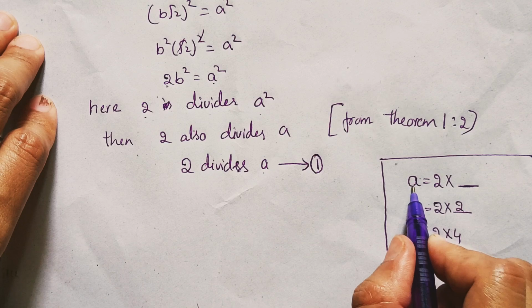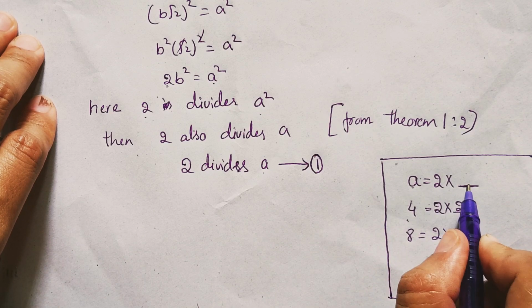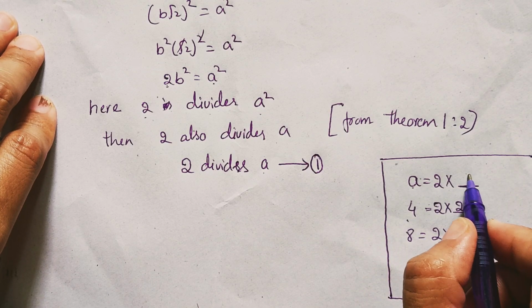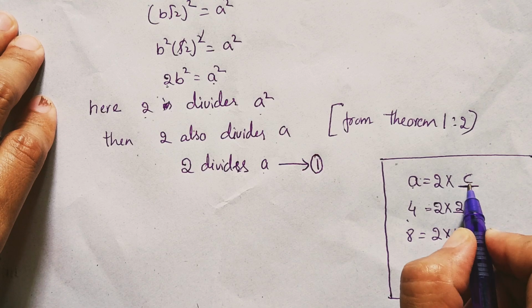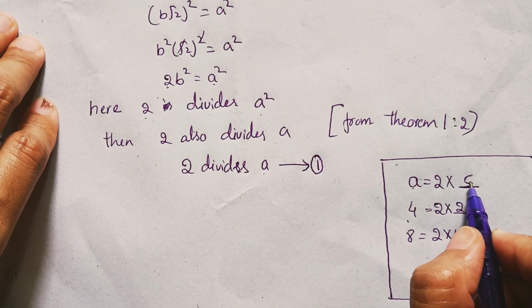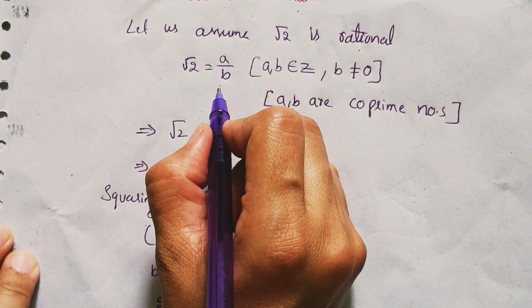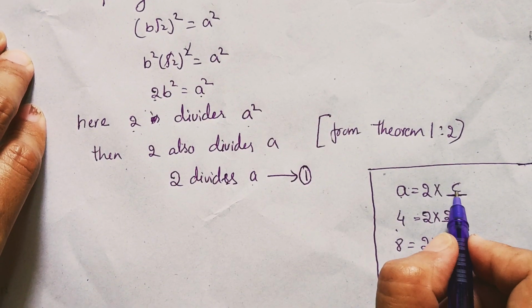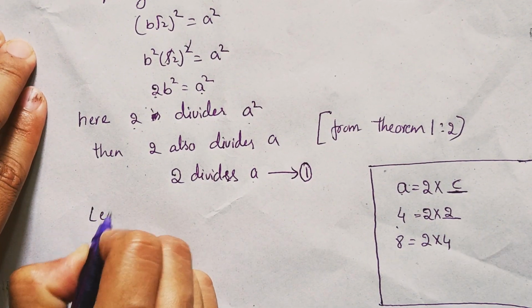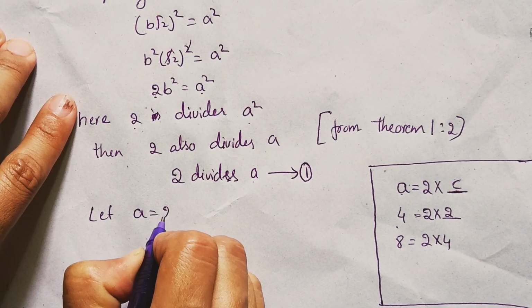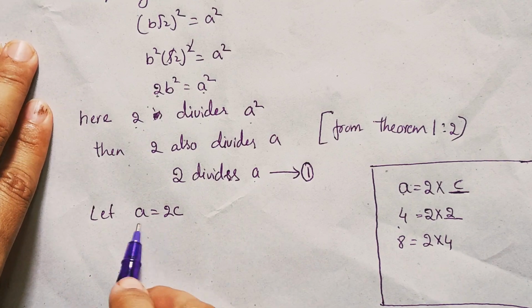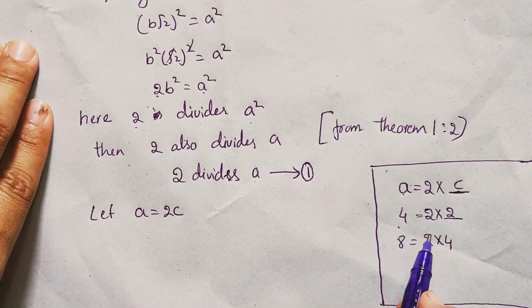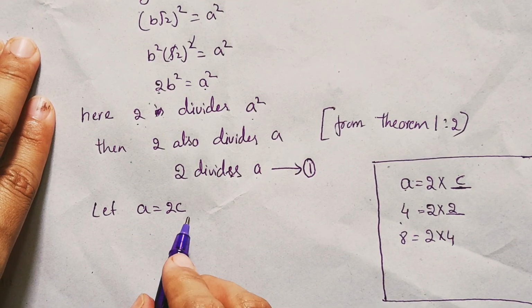Here, as a is a variable, I have to take a variable for the something as well. That's why I am taking c. Why c and not another variable? Because I have already taken a and b, so the next variable is c. So let a equal 2c. Now you got how this came? I have explained it here. Okay, let a equal 2c.